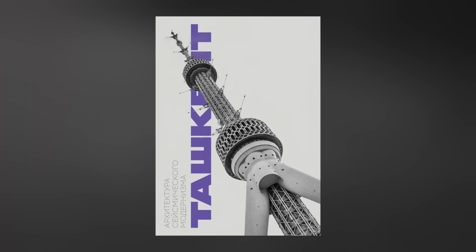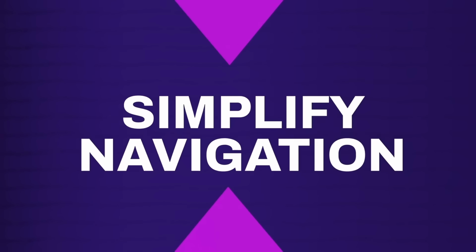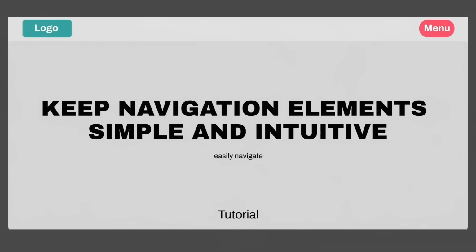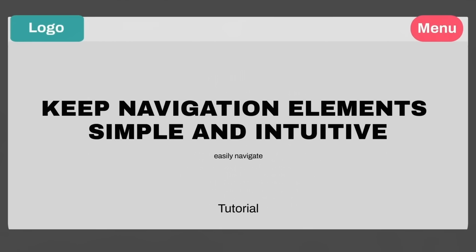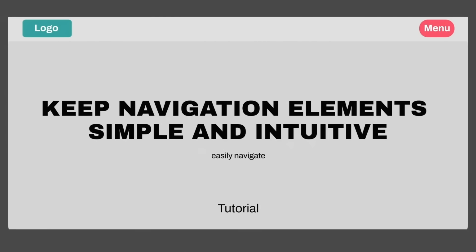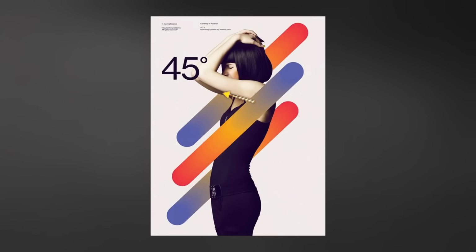And then you want to simplify navigation. Keep navigation elements simple and intuitive, and this ensures that viewers can easily navigate through your layouts without confusion. Use clear labels and use consistent placement for navigation buttons or links, and avoid cluttering the layout with unnecessary navigation options. You can even use subtle cues like an arm pointing or a bird spreading its wings in a direction to the next port of call, and so on.